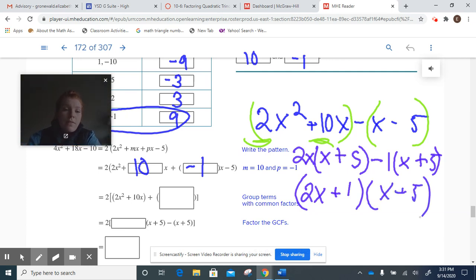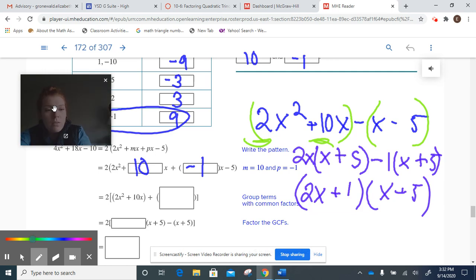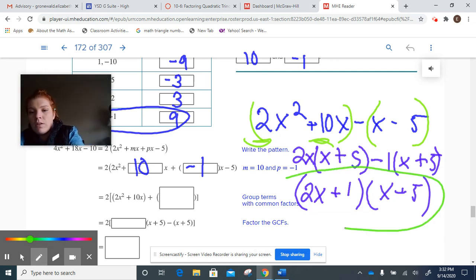So really the only thing that's different about this is the beginning part when you're looking for the two numbers that multiply to one number and add to another. So this is the final answer. And I'm not going to finish filling in the blanks because we are done with that one.